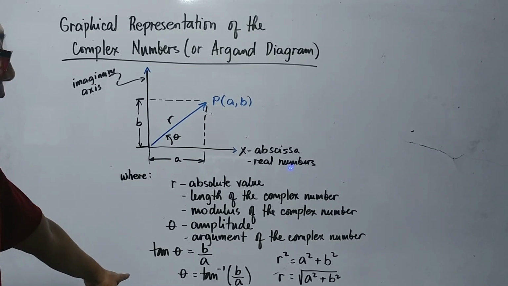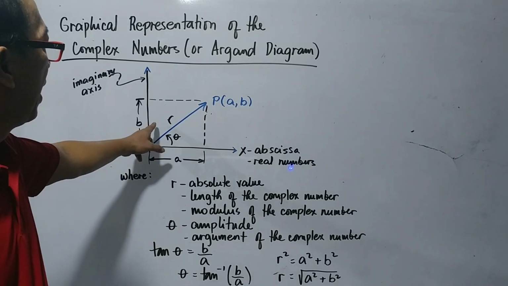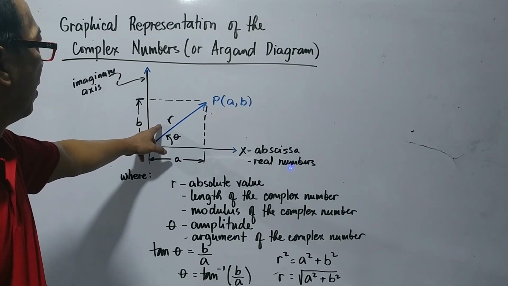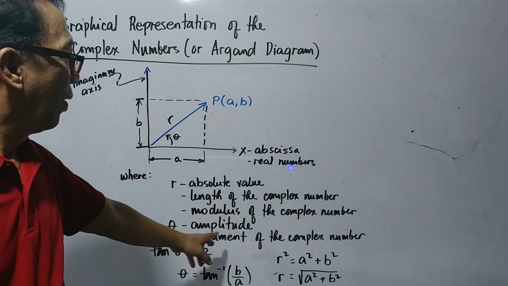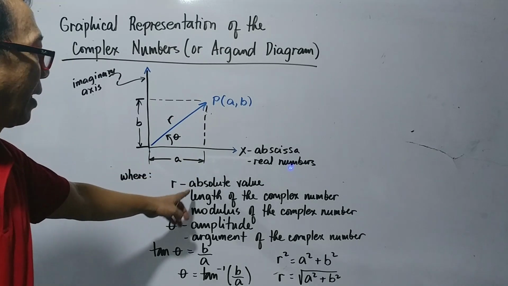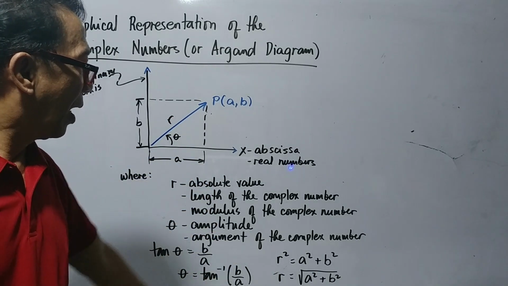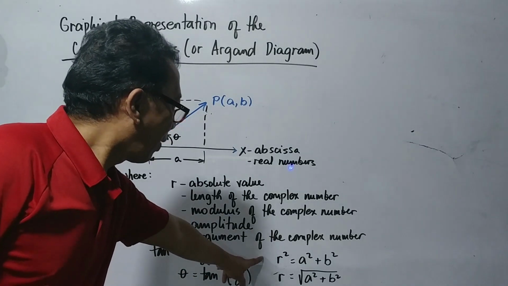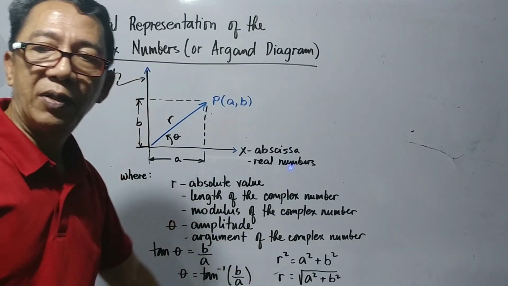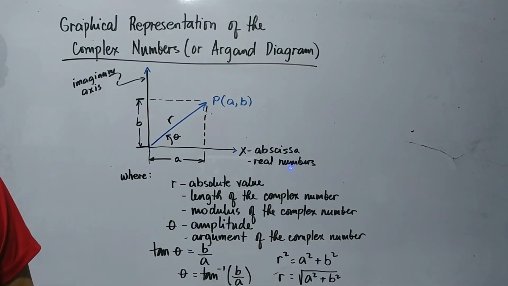On the other hand, to get the length r, the absolute value, we consider the right triangle. Applying the Pythagorean theorem, we have r squared equals a squared plus b squared, or r is equal to the square root of a squared plus b squared.